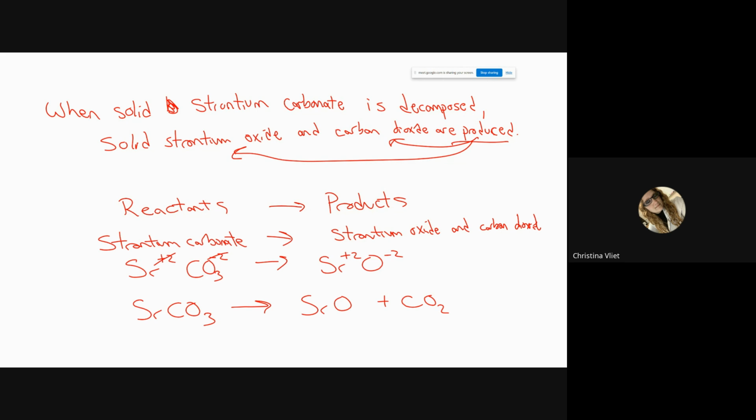What about states of matter? If they tell you the state of matter, you have to use that.